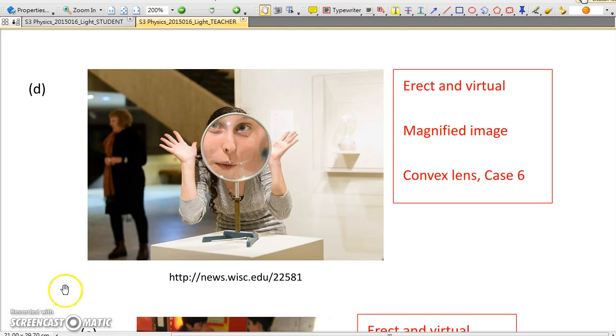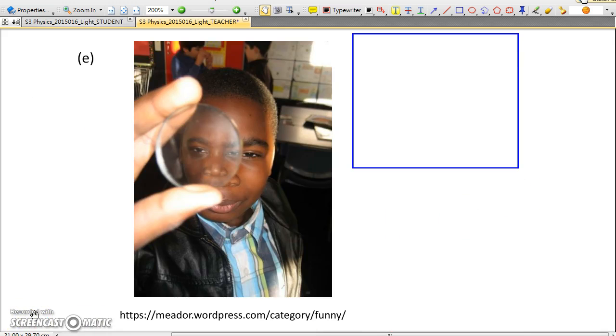Picture D. It is an erect image, and all erect images are virtual. It is also a magnified image. Magnified images are only produced by convex lens. This belongs to case 6. Picture E. This is the image. What will you say? Is it erect or inverted? If it is erect, it must be virtual. If it is inverted, it must be real. And how about the magnification? Is it a magnified image or a diminished image?